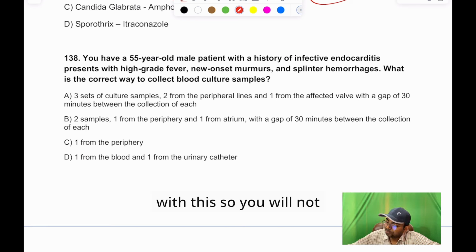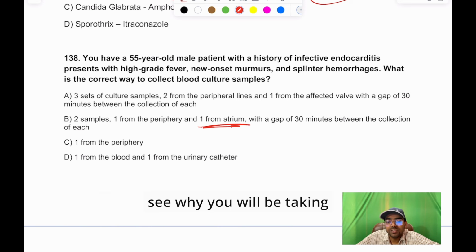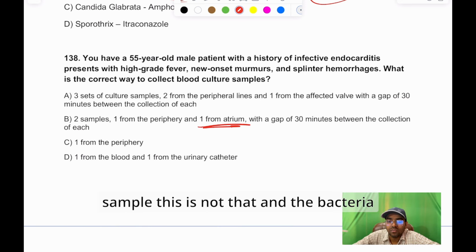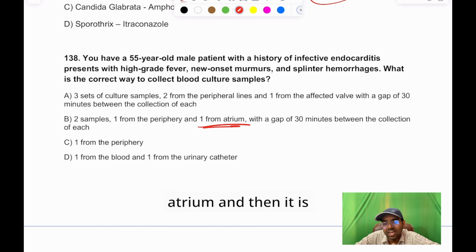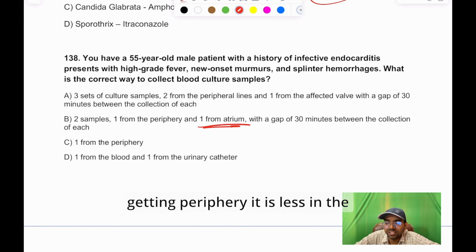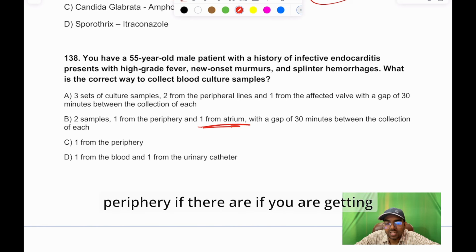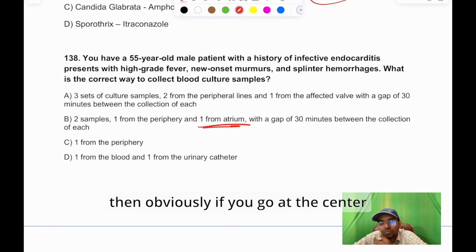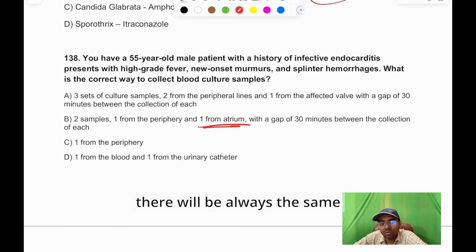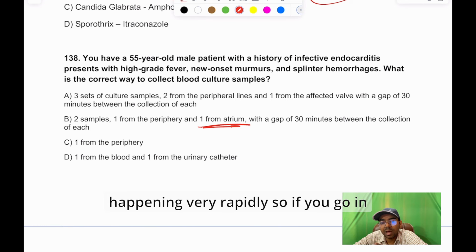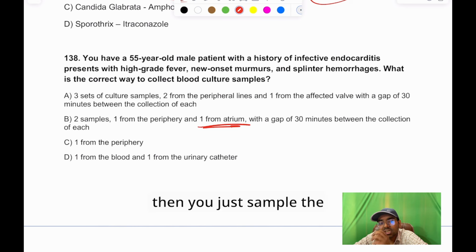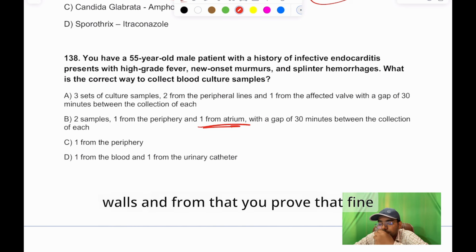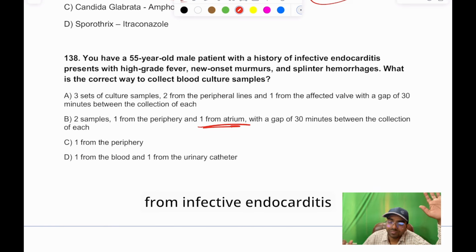So you will not see why you will be taking the sample. It is not that the bacteria coming out is more in the atrium and then less in the periphery. If you are getting something in the periphery, then obviously if you go to the center, there will always be the same concentration because mixing is happening very rapidly. So if you go inside the heart and sample the walls, from that you prove that, fine, this person is suffering from infective endocarditis.